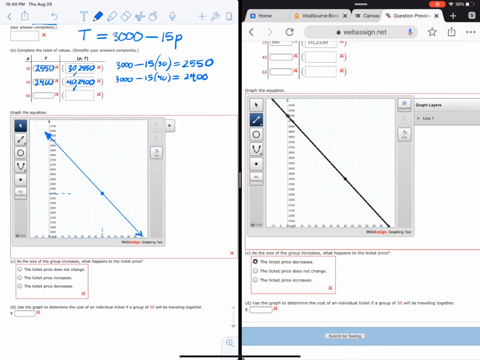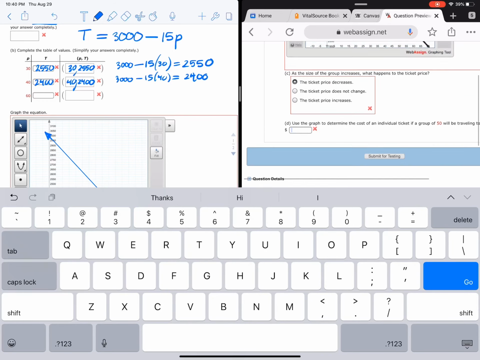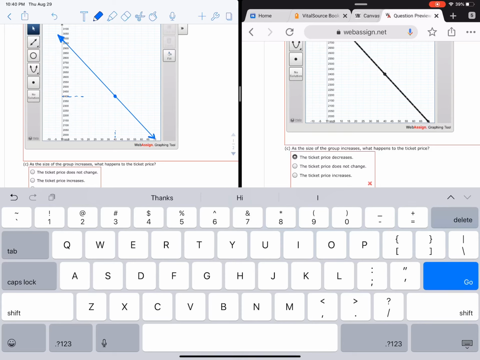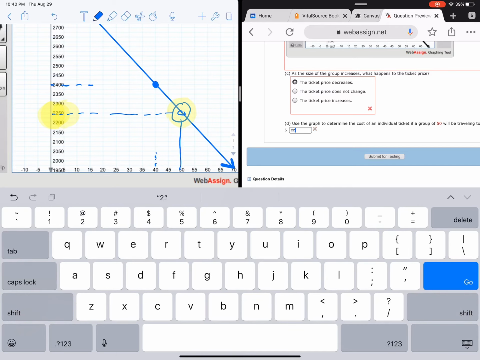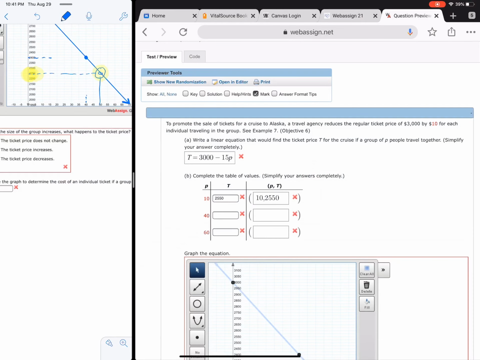And lastly, use the graph to determine the cost of an individual ticket if a group of 50 students go. Okay, so 50, how high is it going? How high does 50 go? So 50 is here. We just have to figure out that height. That's what we're doing, right? So how high is that? That's like 2250, right? Oops, wrong one. 2250 goes right there. Yep. Okay, so you have to do that over here. 2250. Submit for testing. See how we did.